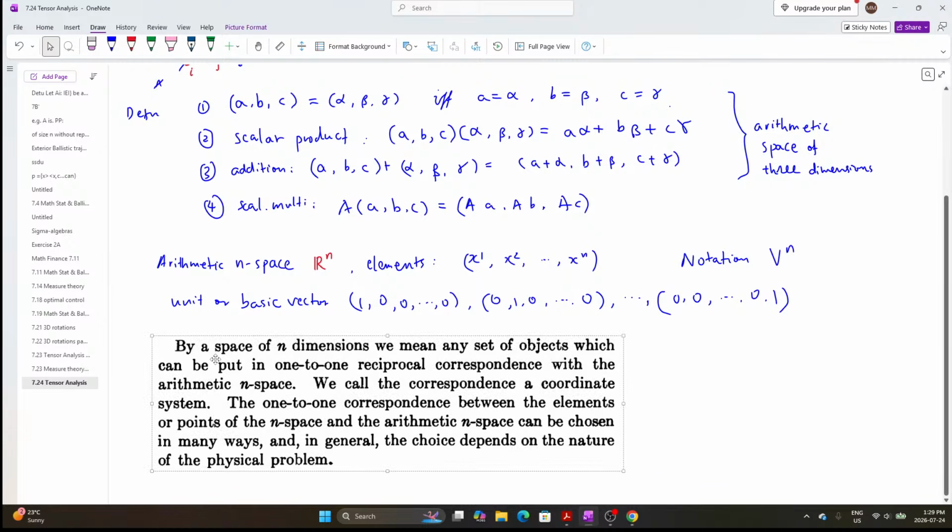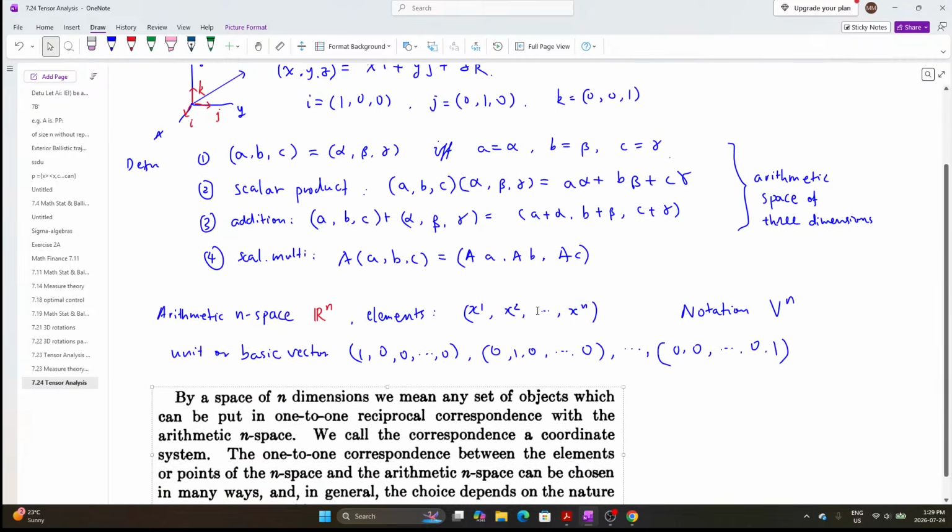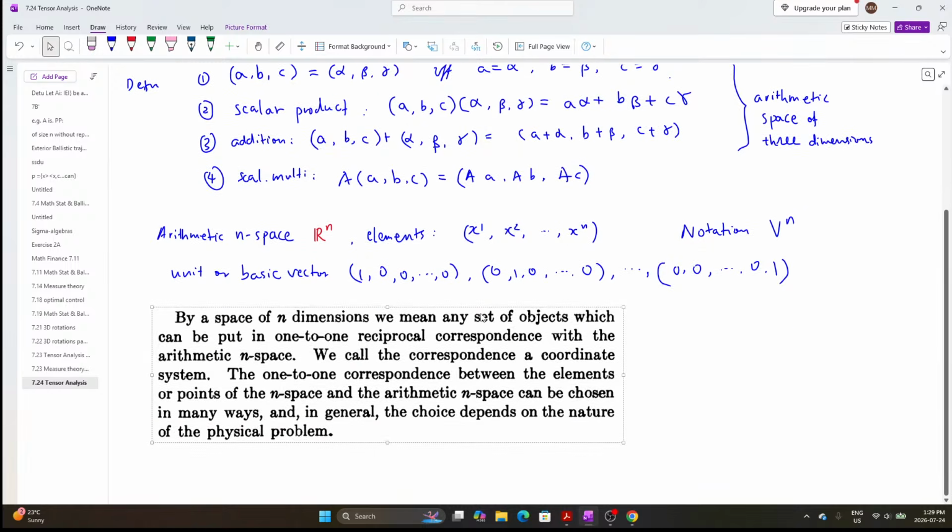But here's what it says. By a space of n dimensions, we mean any set of objects which can be put in one-to-one reciprocal correspondence with the arithmetic n space. We call the correspondence a coordinate system. The one-to-one correspondence between the points of the n space and the arithmetic n space can be chosen in many ways, and in general the choice depends on the nature of the physical problem. Is x restricted to real? Yes, here I wrote Rn. They're all reals. We don't deal with complex numbers throughout the series.